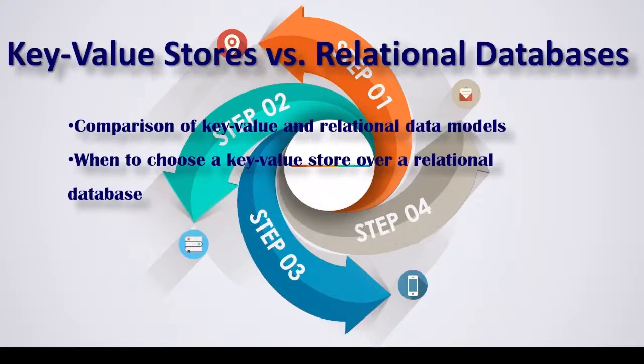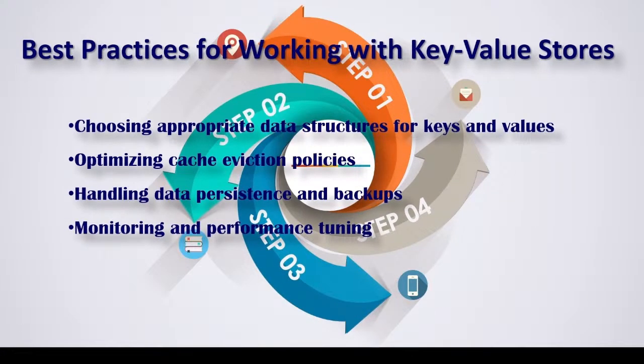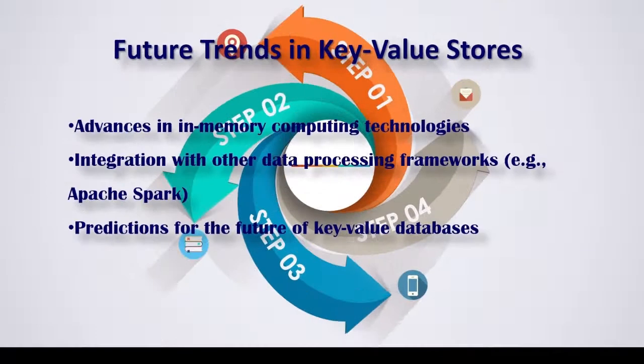Comparison of key value and relational data models. When to choose a key value store over a relational database. Choosing appropriate data structures for keys and values. Optimizing cache eviction policies. Handling data persistence and backups. Monitoring and performance tuning. Advances in in-memory computing technologies. Integration with other data processing frameworks, e.g. Apache Spark. Predictions for the future of key value databases.